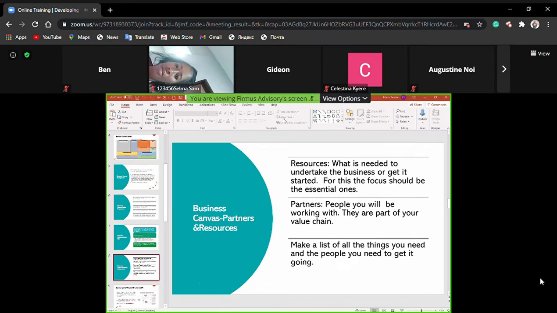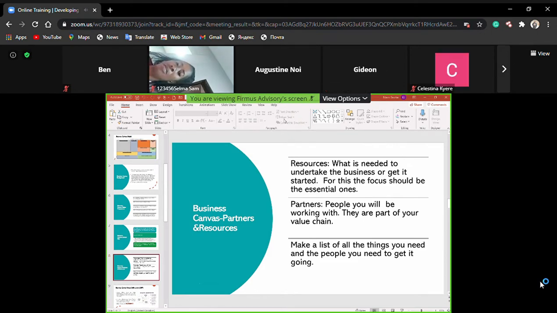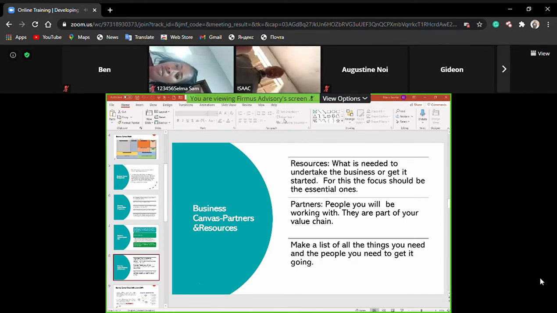Then partners. Partners are people who we will be working with. So what aspects of the value chain will be involved? If you are running a barbering shop, definitely you need somebody who would be sharpening the blade for you every now and then. You need somebody who will supply you with the hair product. You would need somebody who has to make sure that you have a constant supply of water or electricity. All those things come into play. So you need to make a list of the items you need and the people you feel you need to work with. So it's very important.